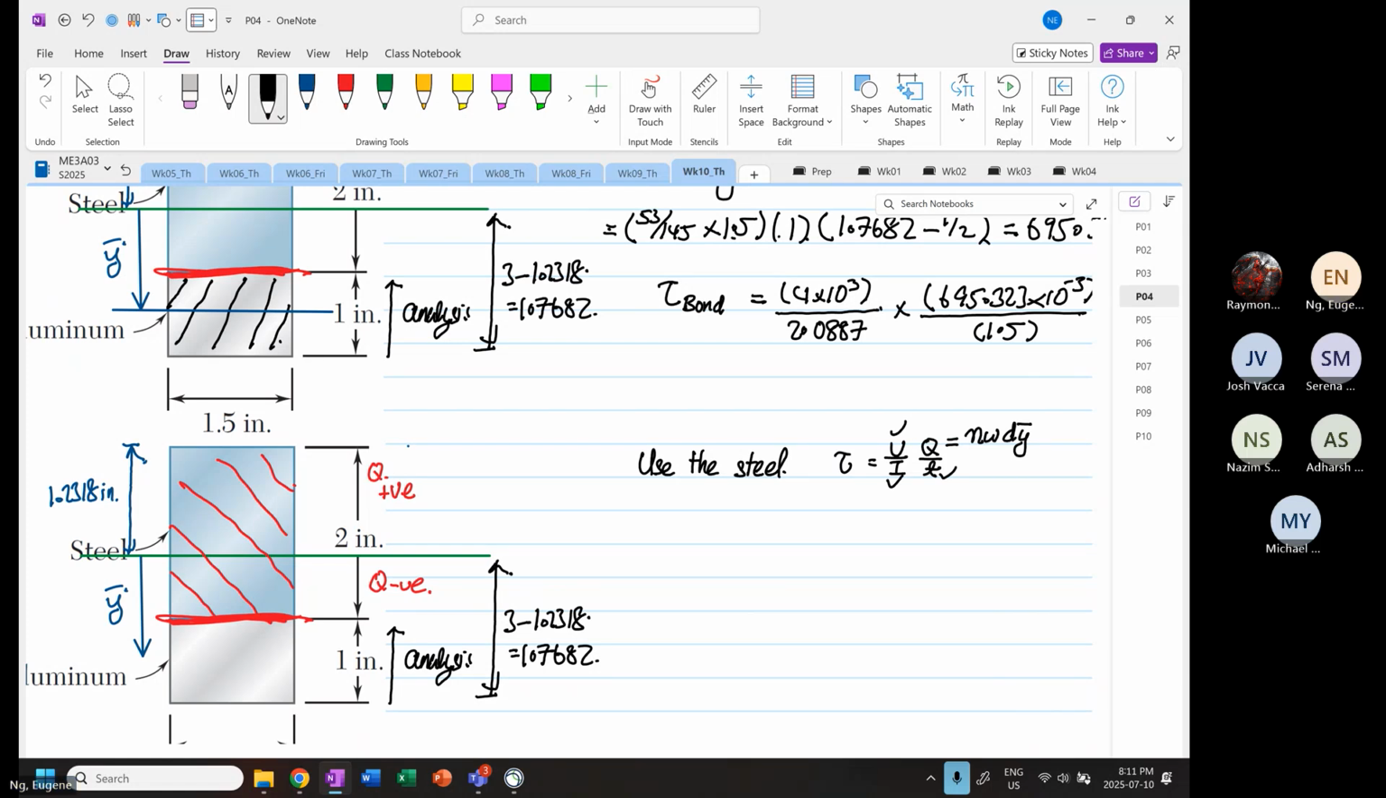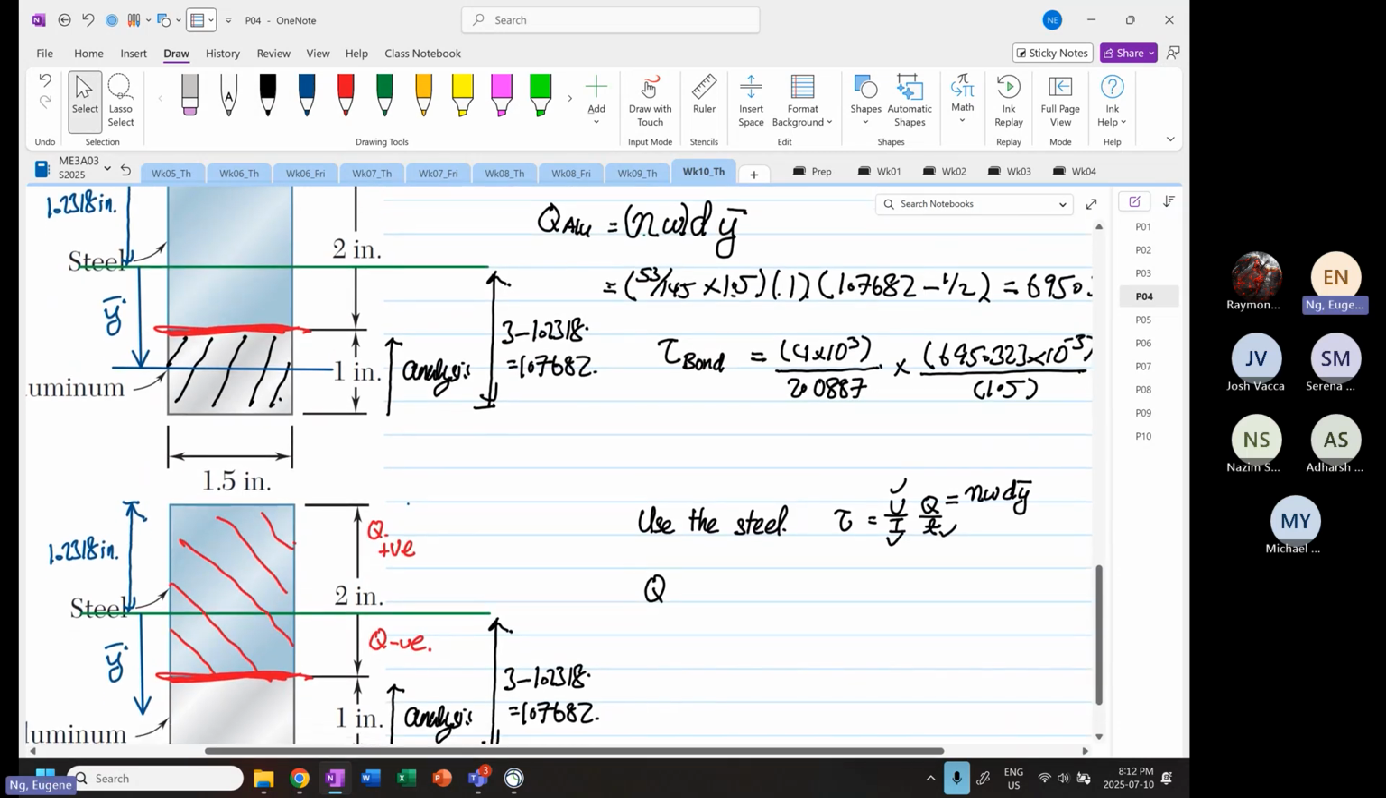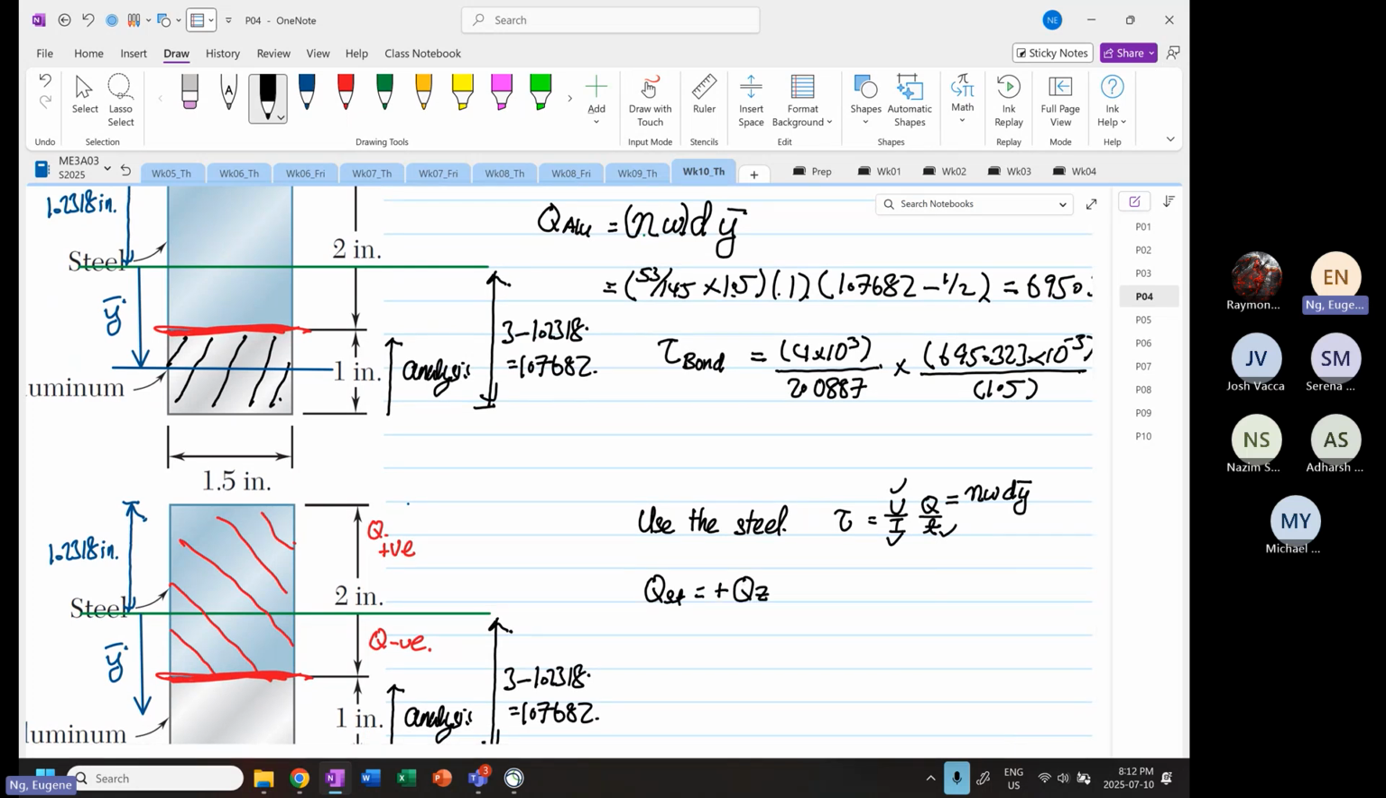Okay, so if the concept is done correctly, the Q for the aluminum and the Q for the steel has to be the same. Or not, we're in trouble. So the Q for the steel now is equal to the positive Q of the steel minus the negative Q of the steel. So this is where it's positive, and this is where it's negative.